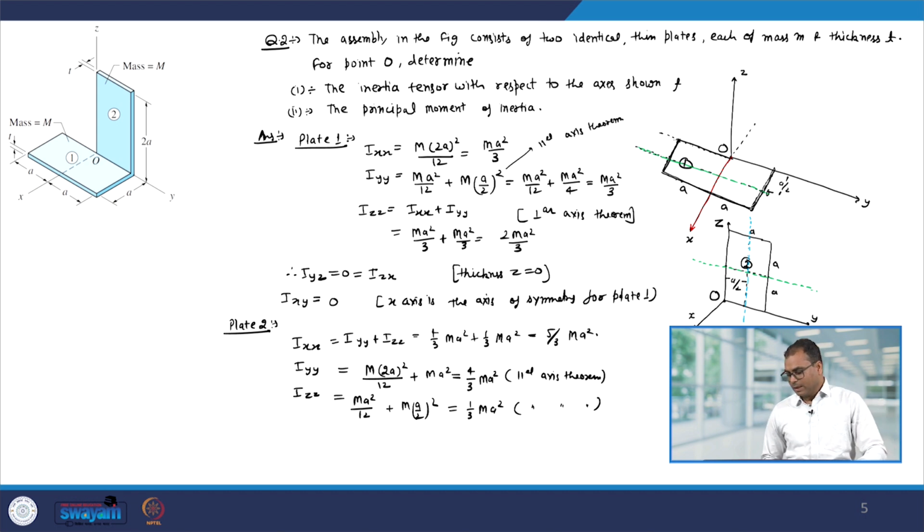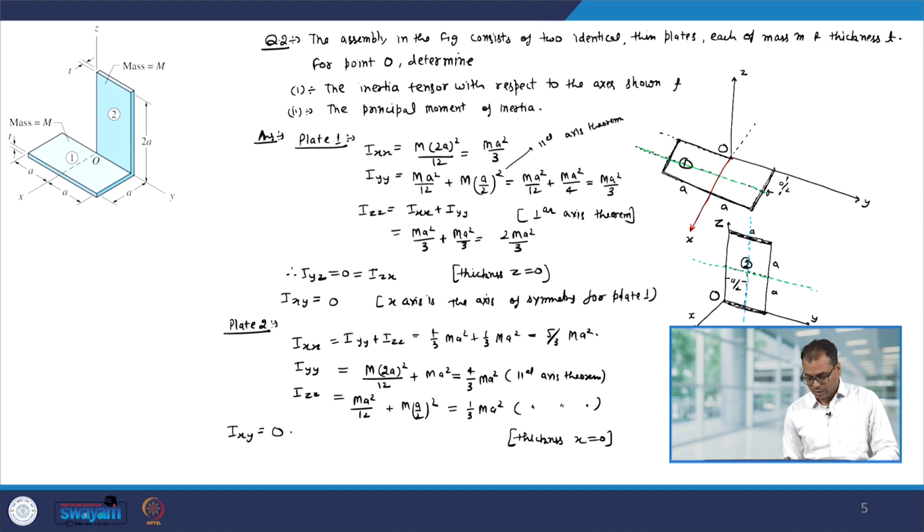Now, this plate again has a thickness almost 0, because it is very thin. So, therefore, I can say that x is equal to 0, because thickness is small. So, therefore, x is equal to 0. Therefore, Ixy, which is m x y, but x is equal to 0. So, therefore, it will be 0, and also Izx.